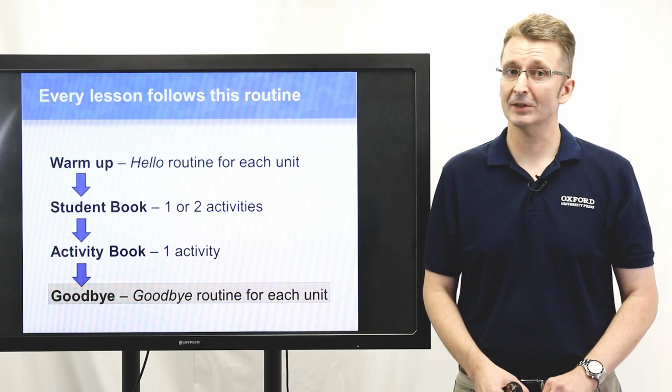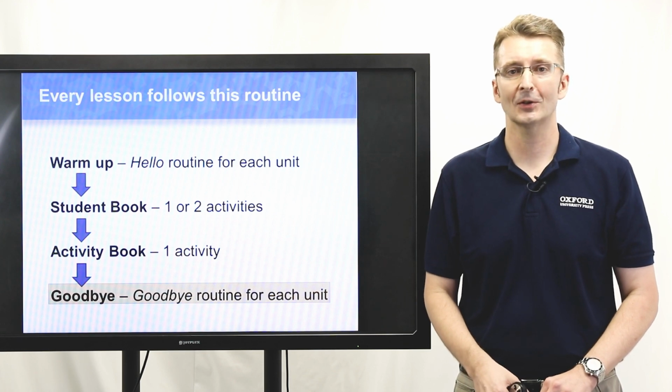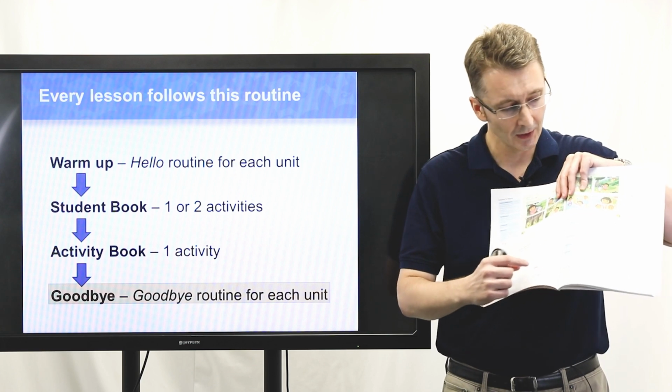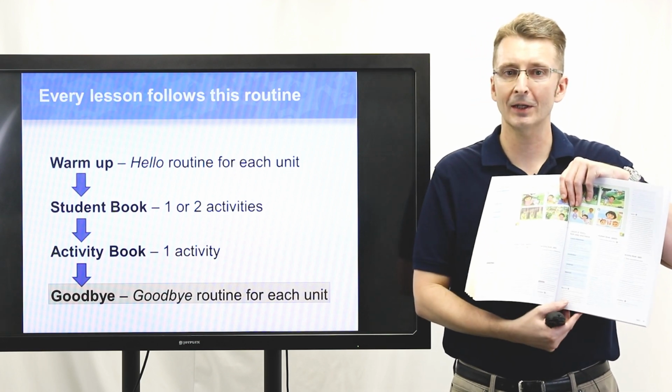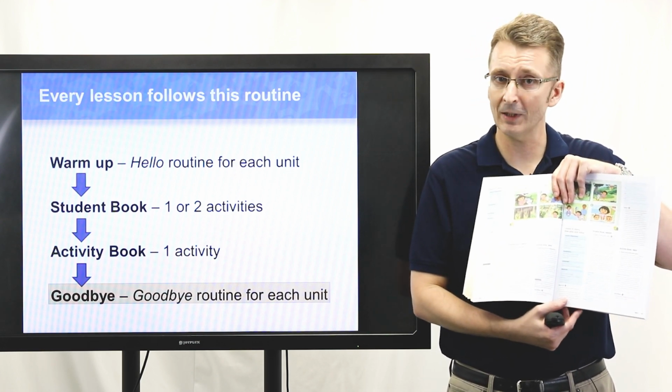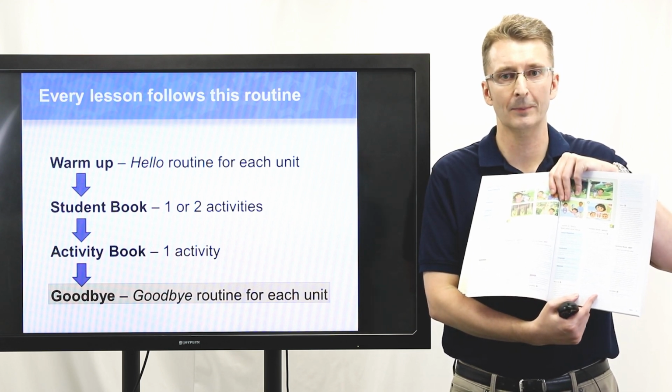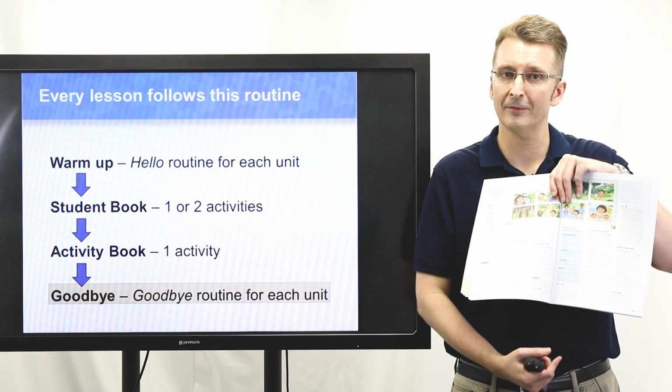When you finish the activity book activity, remember to look in the Teacher's Guide lesson notes for an optional activity box. You'll see optional activity headed in blue. In our example lesson here, the optional activity uses puppets to provide more examples of the value, be safe.